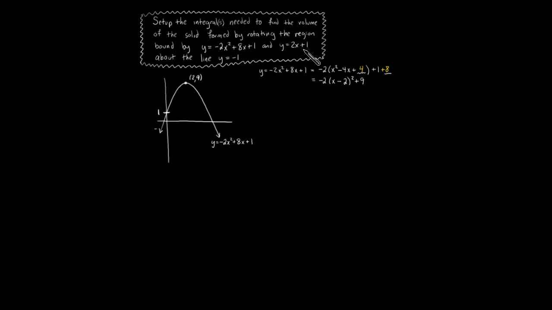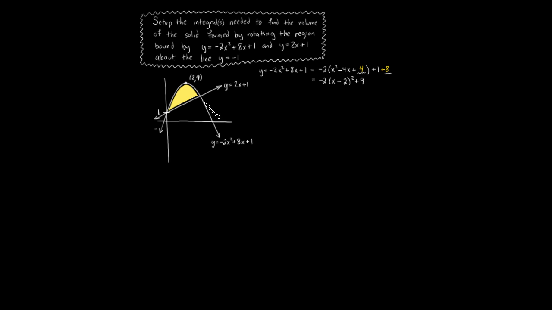We need to graph this other one as well, y equals 2x plus 1. Of course, that is just a line, which is quickly graphed upon noticing that it also has a y-intercept of 1 and a positive slope of 2. So we're rising up here to some intersection point, which we don't yet know. So this yellow region here is the region described in the problem, and that's what I need to rotate about the line y equals negative 1.